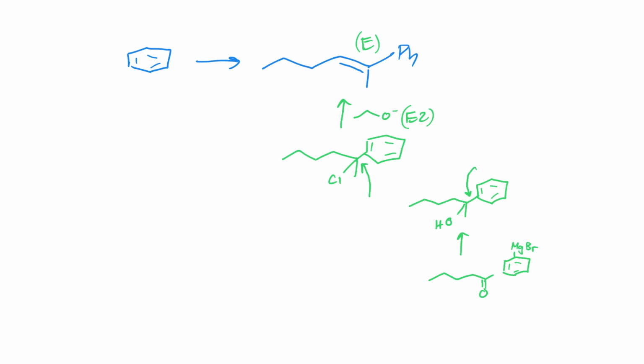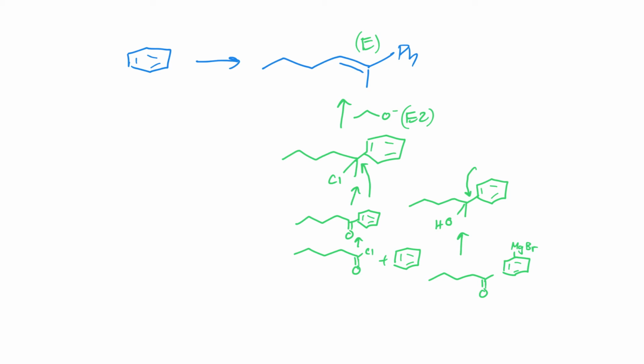Another way to make that bond would be from the acid chloride plus benzene. And that would lead us to a ketone. And we could add a methyl group and turn that into a chloride in 2 steps by using a Grignard, so methyl Grignard, and then taking the resulting tertiary alcohol and turning that into the tertiary chloride. That's quite a few steps.